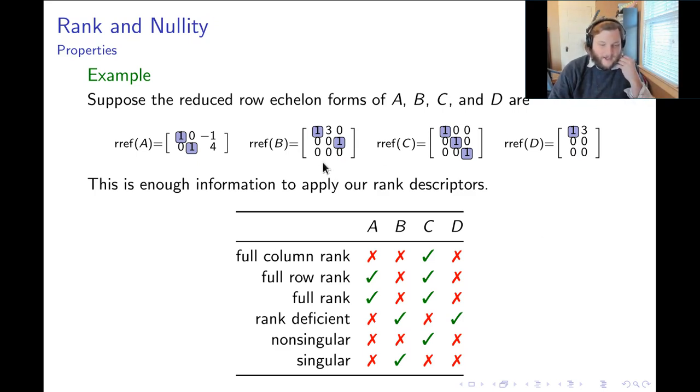Again, B and C are the only square matrices, so those are the only potential options here. But C is non-singular because it has full rank, and B has rank 2 even though it's 3 by 3, so B is our only singular matrix. So it's useful to acquaint yourself with this language because this is how mathematicians often talk about matrices.